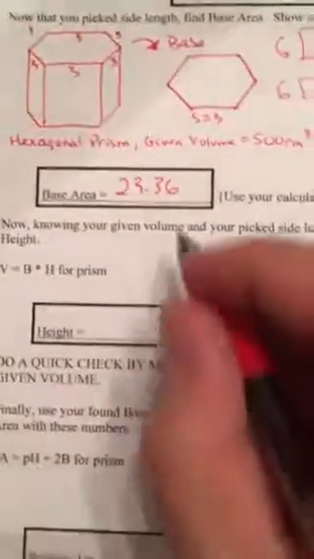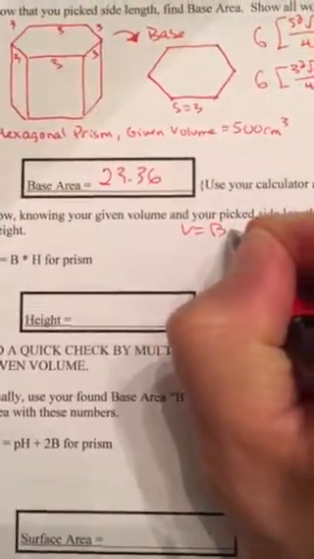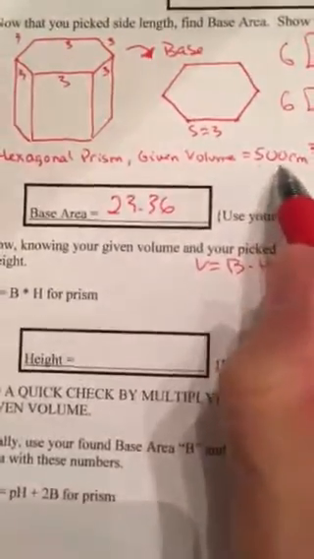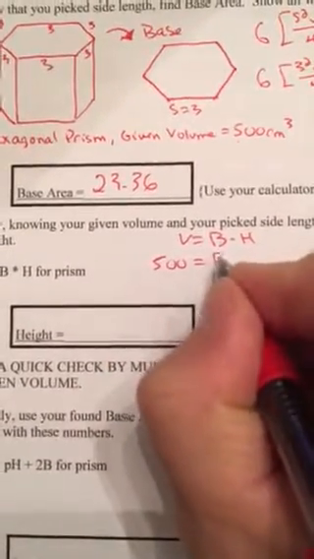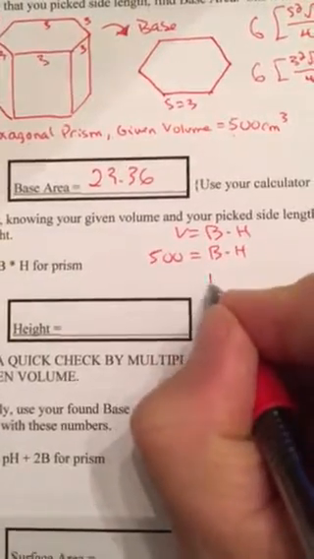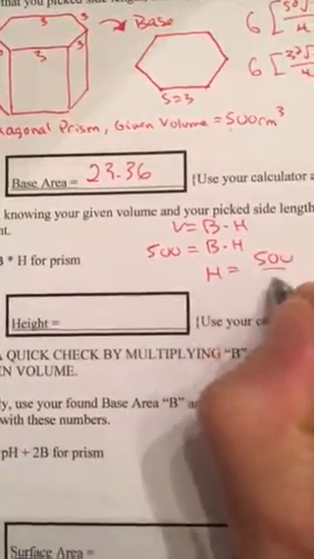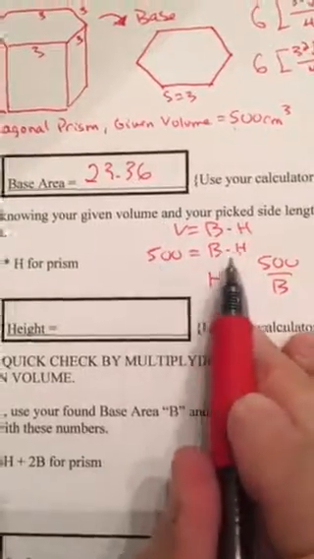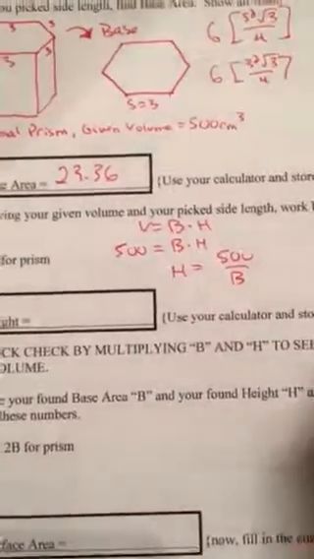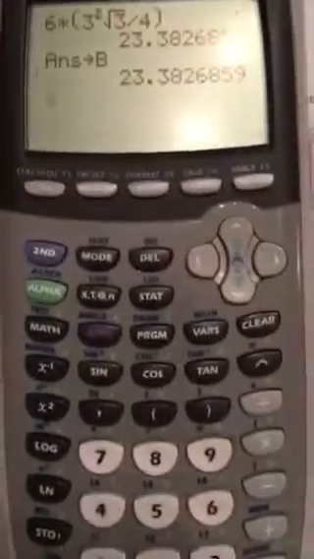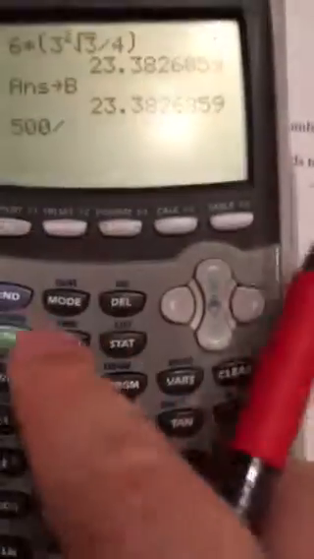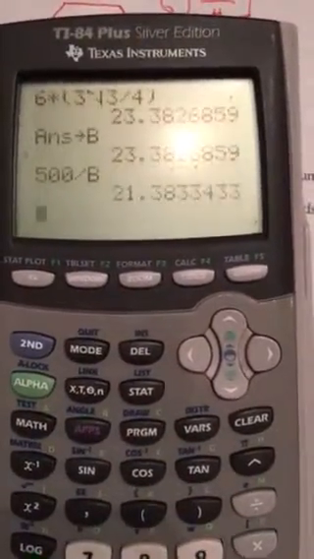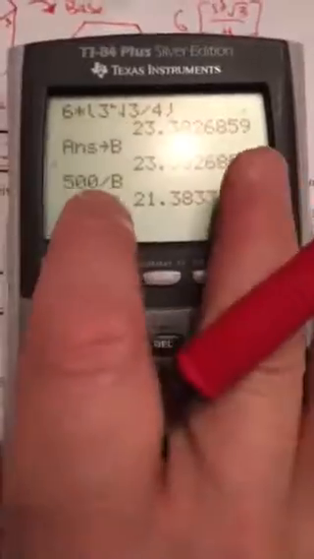And now we need to find the height given that particular base area. So the volume is equal to the base times the height. Our given volume is 500 cubic centimeters, so we'll just plug in 500 for volume. It's equal to base times height. So our height will be 500 divided by b, simply dividing both sides of this equation by b. So that's all you have to do since you have this stored in b. Just go ahead and type in 500 divided by alpha b, and there's your height, 21.38 rounded.